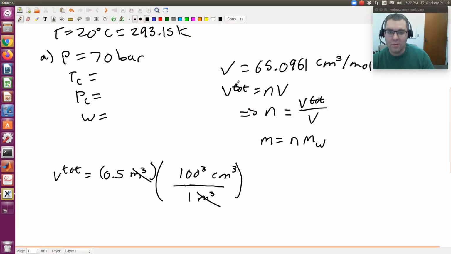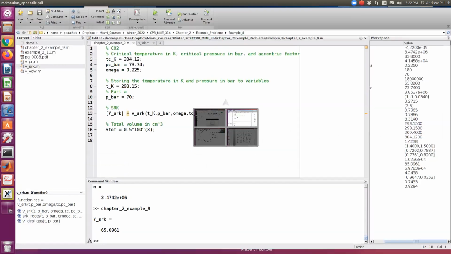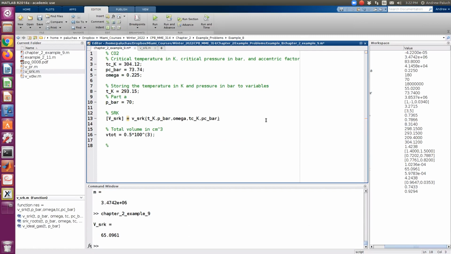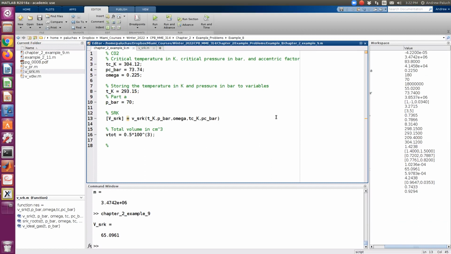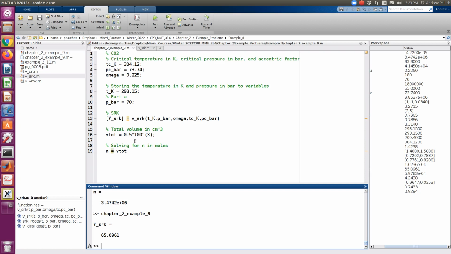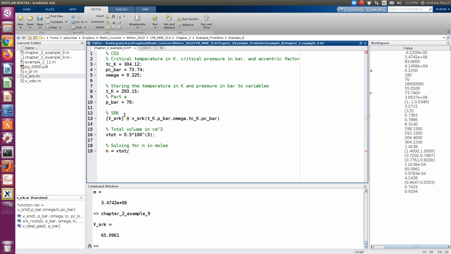So V total is in centimeters cubed, and V is in centimeters cubed per mole. So I can solve for N, and I'll get N in moles. Solving for N in moles, we only have one V, so that works out. N will be equal to V total divided by V, in centimeters cubed per mole.